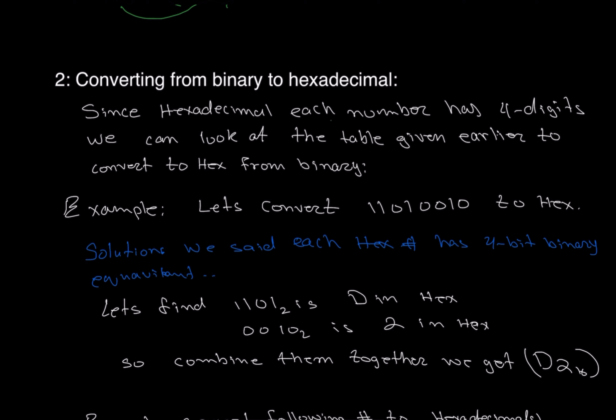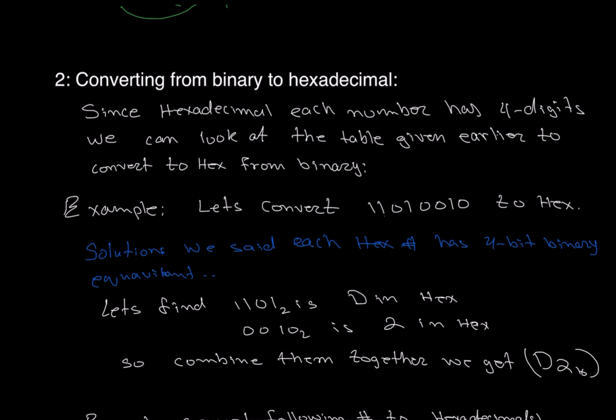Since each number has 4 digits, we can look at the table given earlier to convert to hex from binary. Yeah, that's one way, but the other way is to remember what binary numbers are from 0 to 15. And for that you have to categorize, because it's 4 digits or 4 bits right there. So in your mind you have to separate 4 bits, starting from the right, all the time. So you separate this one and this one.